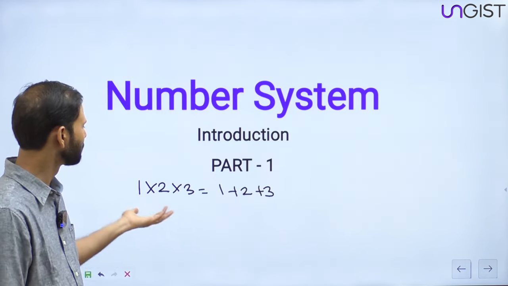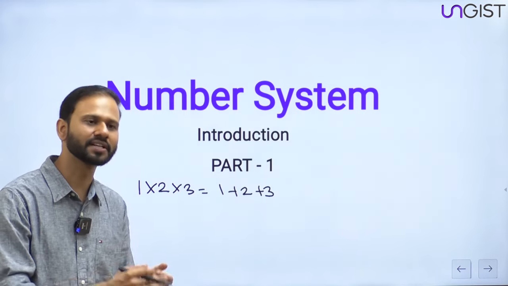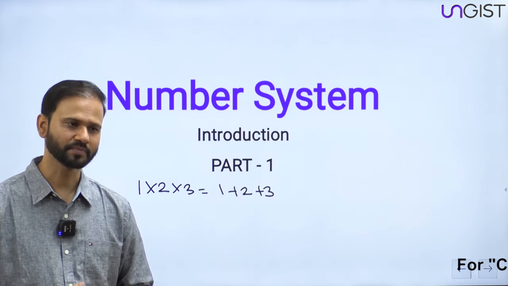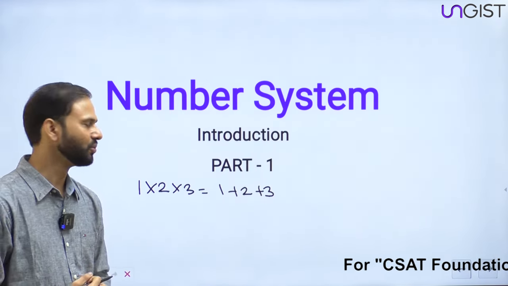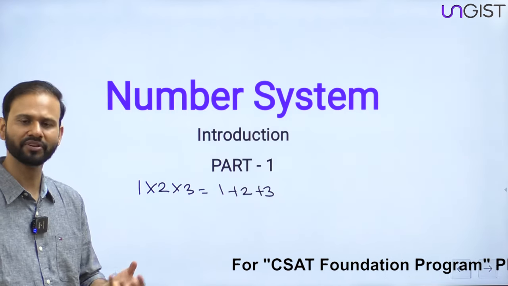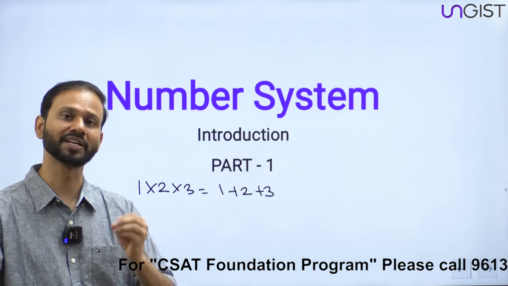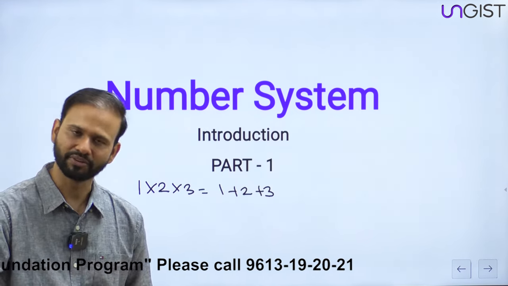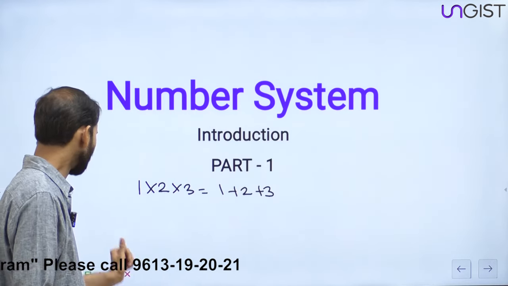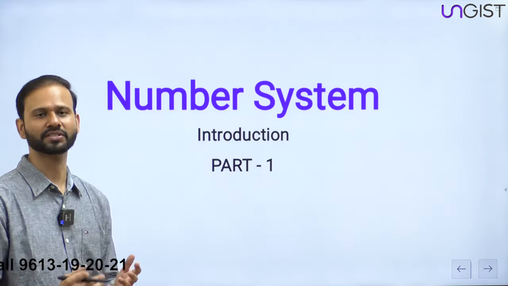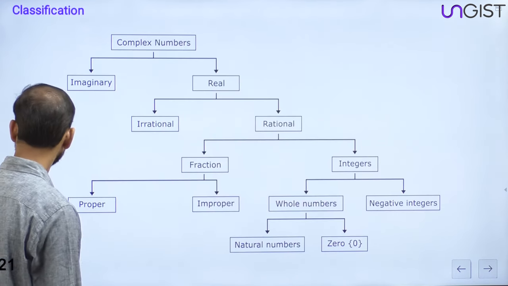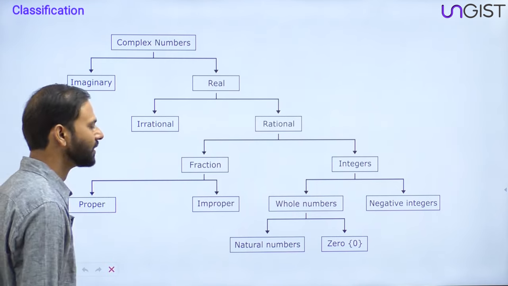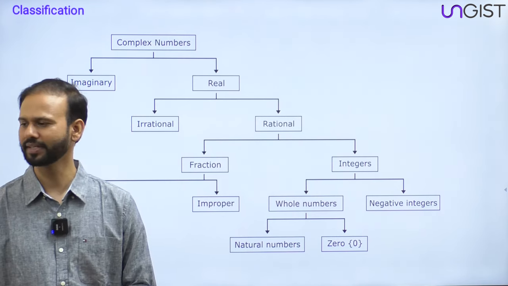If you talk about integers, the integers are positive also, integers are negative also, right? In fact, 0 is also an integer. So you have to be very well versed in terms of numbers, in terms of the classification of numbers. So guys, today let's start with the classification of numbers only. Just give the heading: classification of numbers, right?